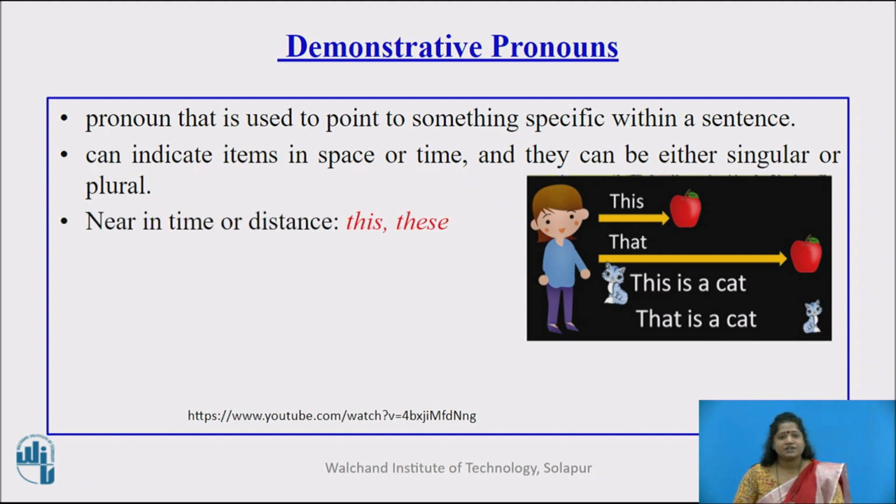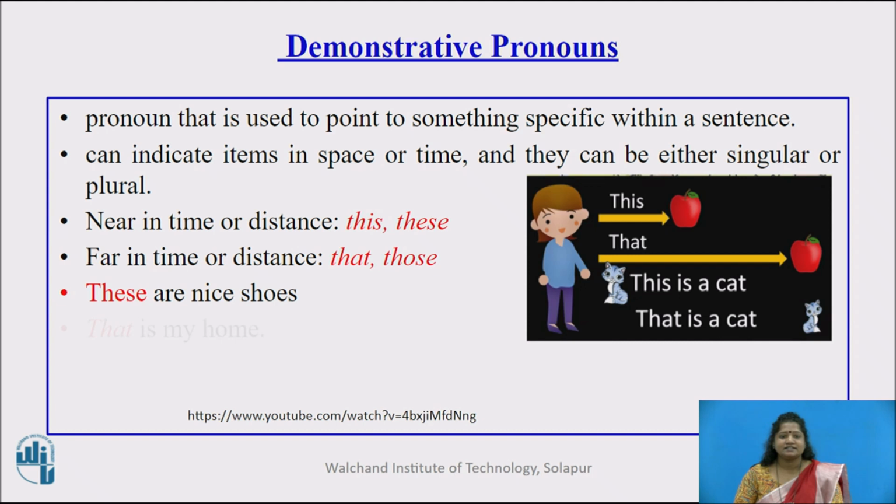This and these are used for things which are near in time or distance. That and those are used to talk about things which are far in time or distance. For singular, we use this and that, and for plural, we use these and those. Examples: if the cat is near, then we say this is a cat. If the cat is far, then we say that is a cat. If there are many cats, then we say these are the cats and those are the cats. These are nice shoes. That is my home.